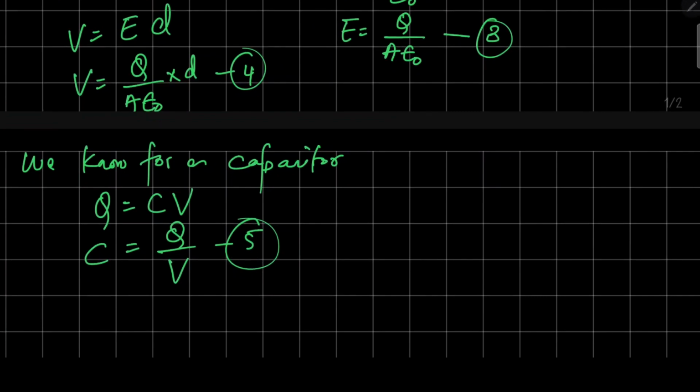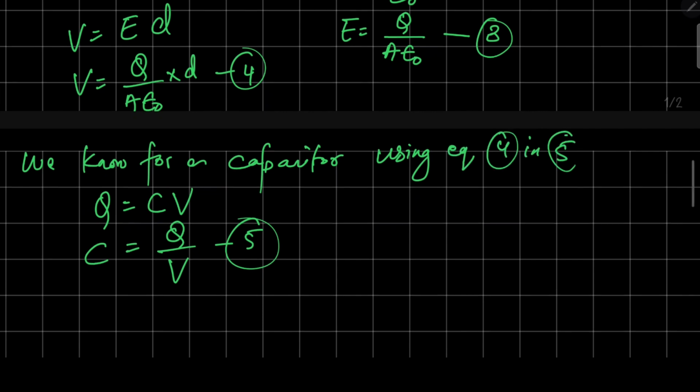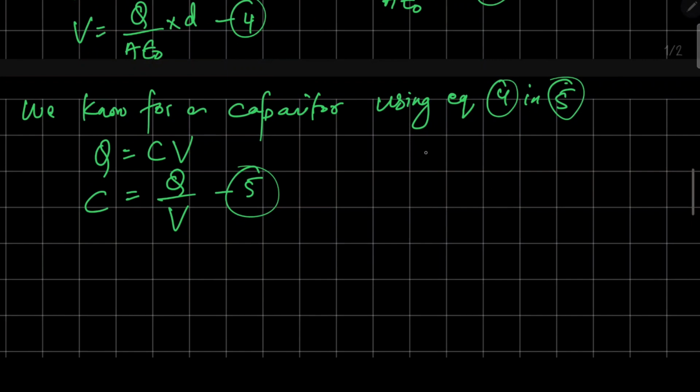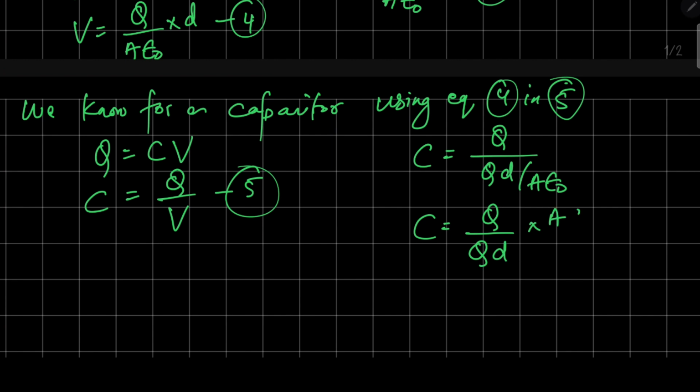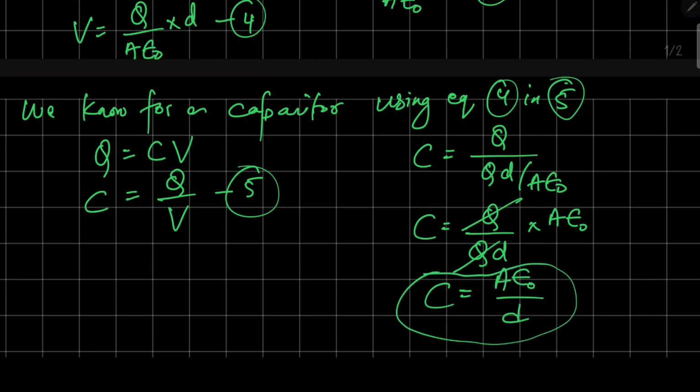Now we are going to use our equation 4 in equation 5. So using equation 4 in 5, this is simple: C equals Q, and in place of V I can write Q D by A epsilon naught. If I cross multiply it, it will be Q into A epsilon naught over QD. So I cancel Q with Q, and this is the capacitance of a parallel plate capacitor.